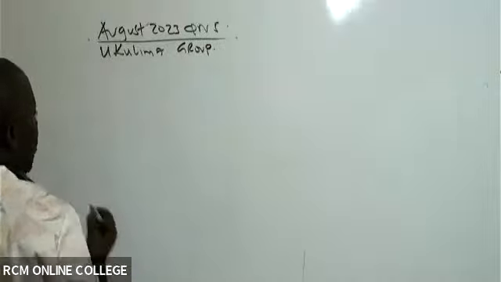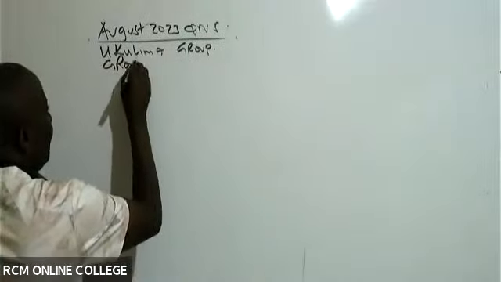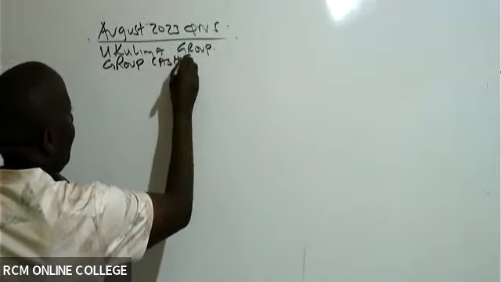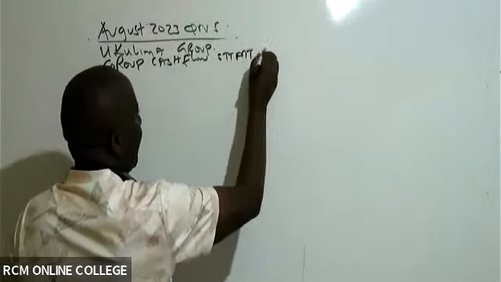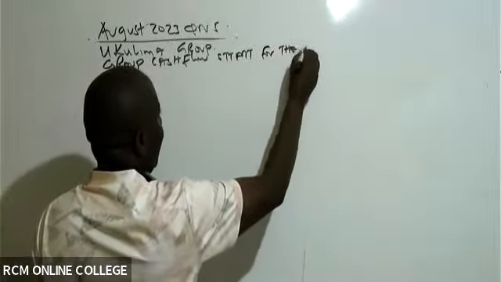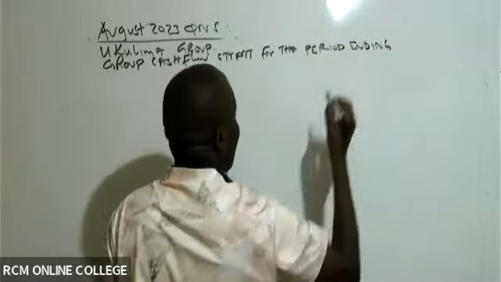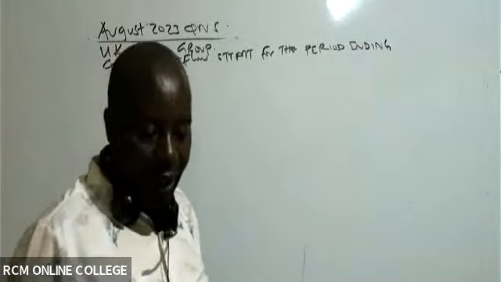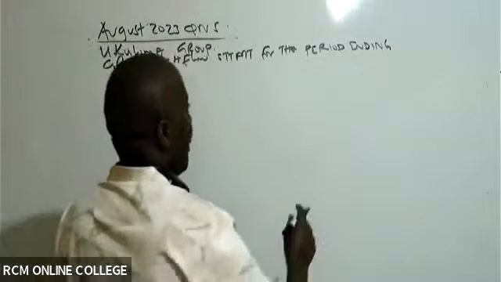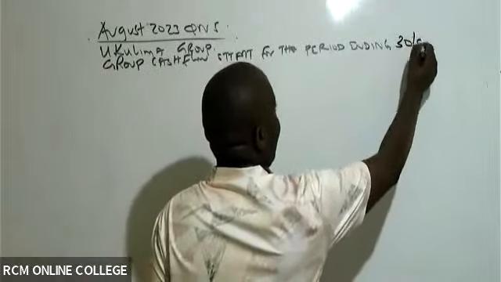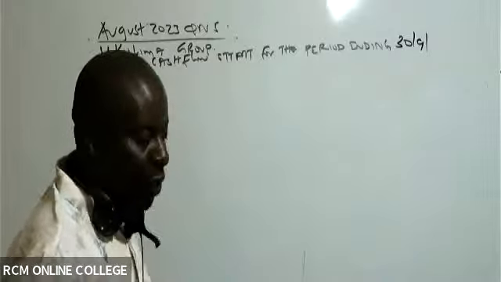So under Ukulima Group, what are we doing? We are giving them the group cash flow statement for the period ending 30th September 2022.